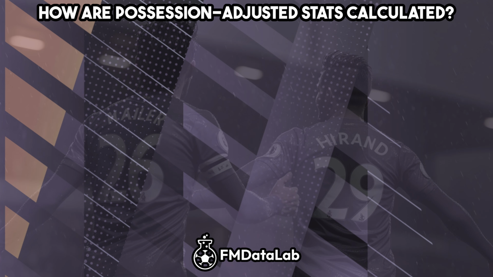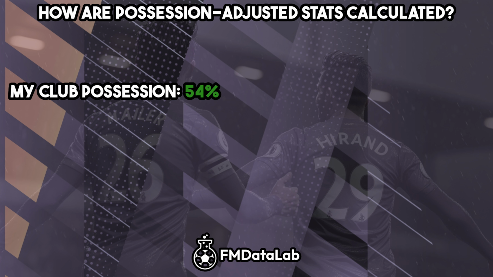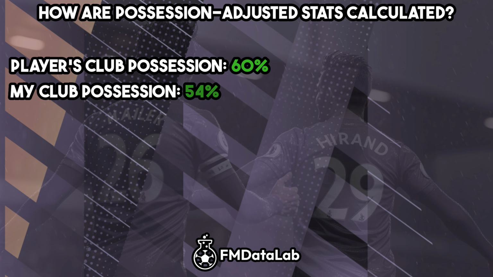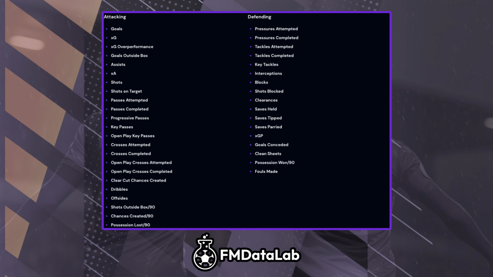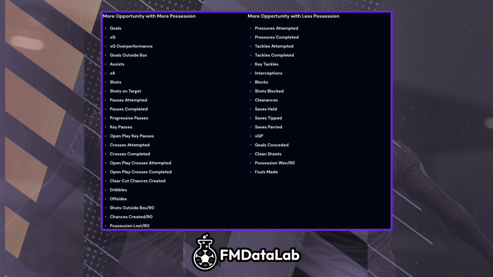Right then, let's get stuck into the real nerdy bit. How are possession adjusted stats calculated? Well, each stat is recalculated based on your club's average possession compared to the player's current club's average possession. Stats will fall into one of two categories, attacking or defensive. If it helps to think about it another way than simply attacking or defending, as there is a bit of nuance there, just imagine it as in and out of possession stats, or think of it in terms of opportunity. Will the player have more or less opportunity to perform that stat based on the difference between their current club's average possession and yours?